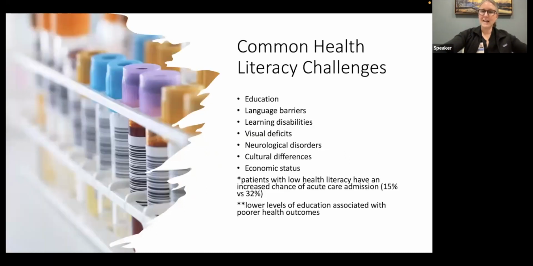So let's look at some common health literacy challenges that occur, especially in the inpatient rehab setting. The first is that of education. So if patients have a lower level of education, then it's known that their health literacy is probably going to be lower as well. It doesn't necessarily coincide 100% of the time.